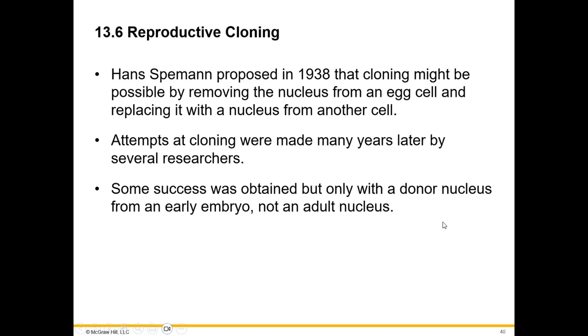So that's on genetically engineered crops. We also have a very interesting discussion of reproductive cloning and the topic of therapeutic cloning in this chapter. So in 1938, Hans Spemann proposed that cloning might be possible by removing the nucleus from an egg cell and replacing it with a nucleus from another cell. Attempts at cloning were made many years later by several researchers. Some success was obtained, but the only success was with a donor nucleus that was from an early embryo, not an adult nucleus.